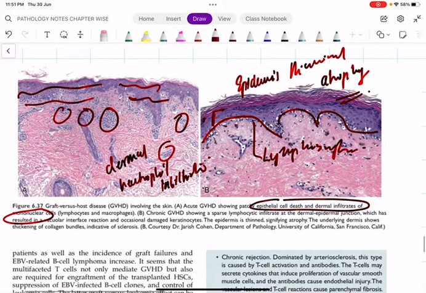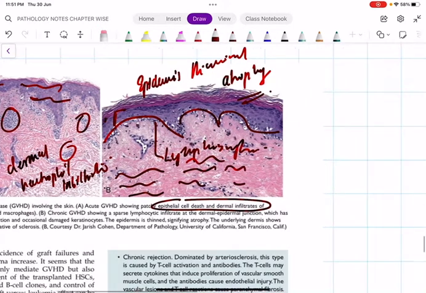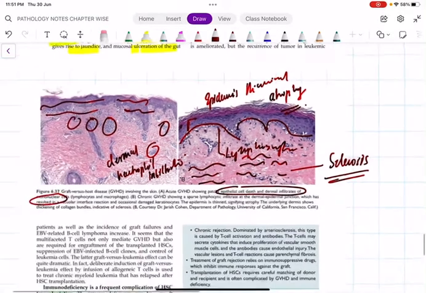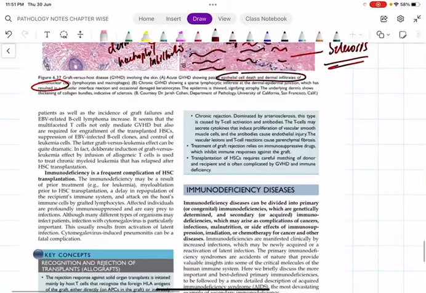And you can see here a lot of collagen bundles. What does it indicate? Sclerosis. All these are features of chronic. I told you it mimics systemic sclerosis. Yes, that is the reason. So these are the important points you have to remember.